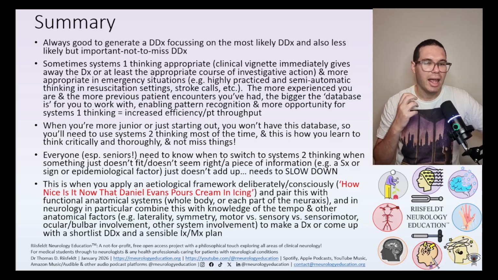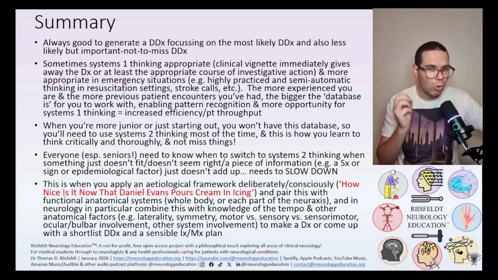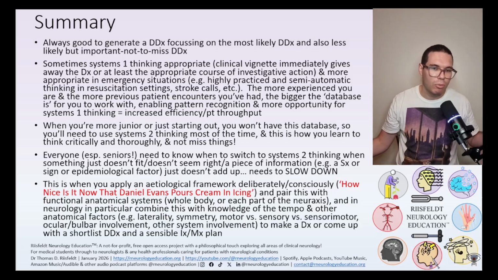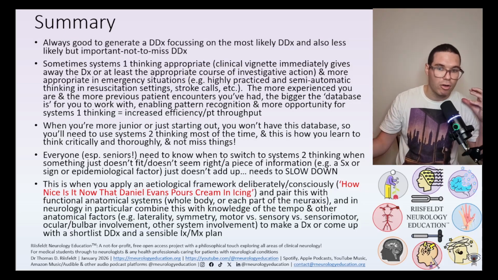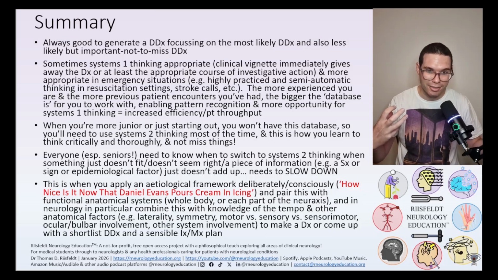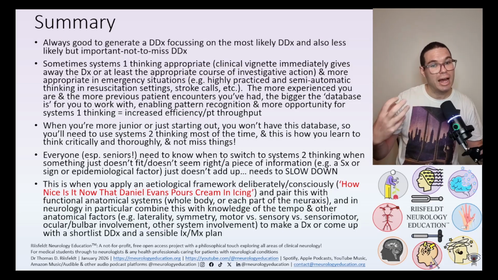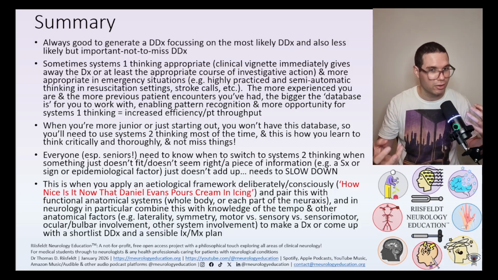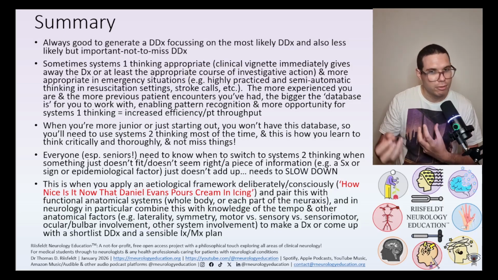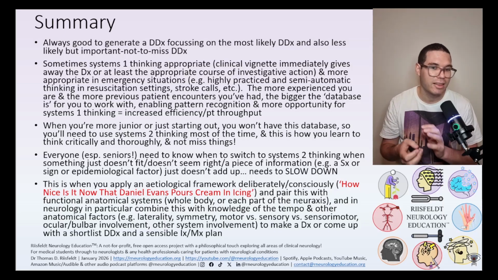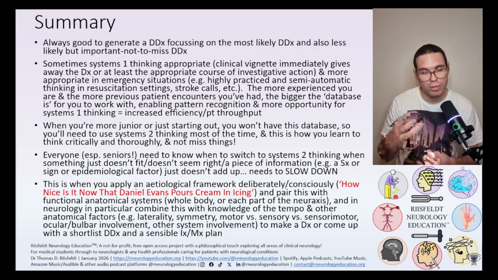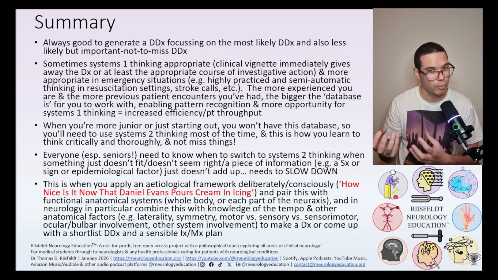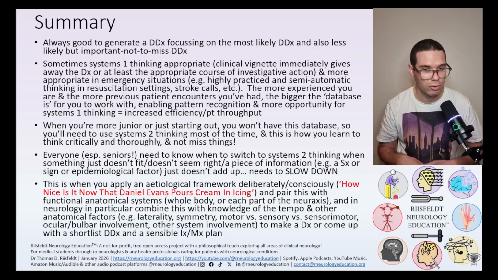And the other thing I'll say is that the more experienced you are, that means you've had more patient encounters and you've developed a bigger database, so to speak, of patients in which to see patterns. So you can then do your pattern recognition more effectively, and so you have more opportunity for system 1 thinking. So you can do system 1 thinking more frequently, and that can increase your efficiency, decrease the cognitive demand, and it can increase your patient throughput. So you can just get through more patients more efficiently.